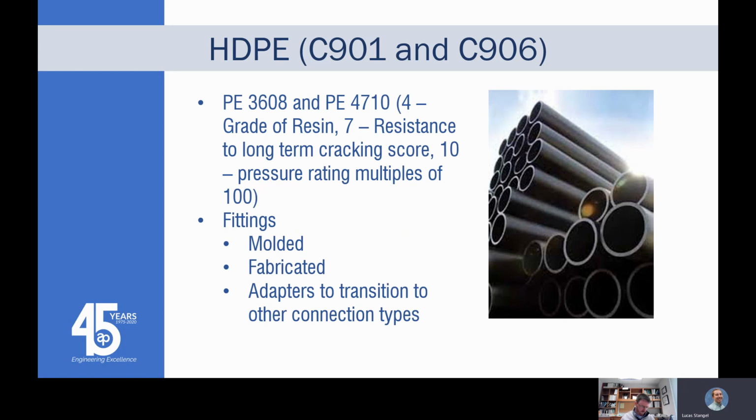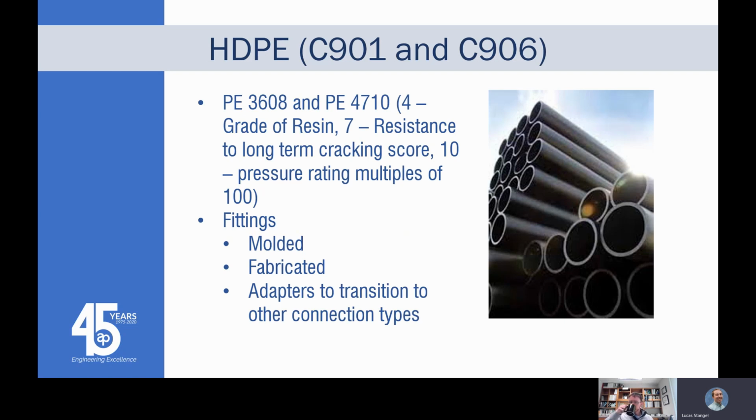But both those standards have different types of resins or grades of resins. The two most common are the PE 3608 and the PE 4710. The 3608 used to be the common one, and this 4710 is a little newer. It's been on the market for quite a few years now, but generally it's a stronger resin. It has a higher tensile strength and density. The resistance to cracking is greater. So I think it's becoming more the standard to spec these days compared to the 3608.